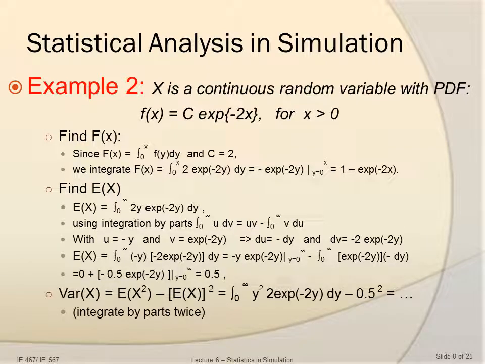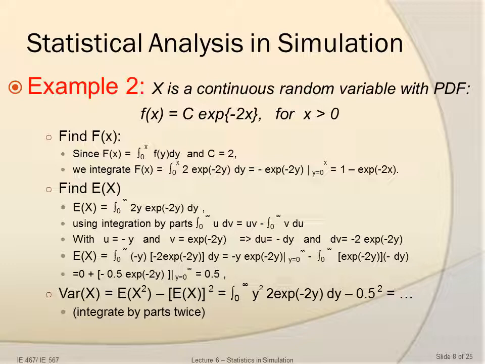So now let's take a look at how to compute the variance. To compute the variance, we simply use this formula here, and because we already computed E of X, we just square that. So you can see we have minus 0.5 squared, right? We're just squaring the expectation, which we just computed to be 0.5.